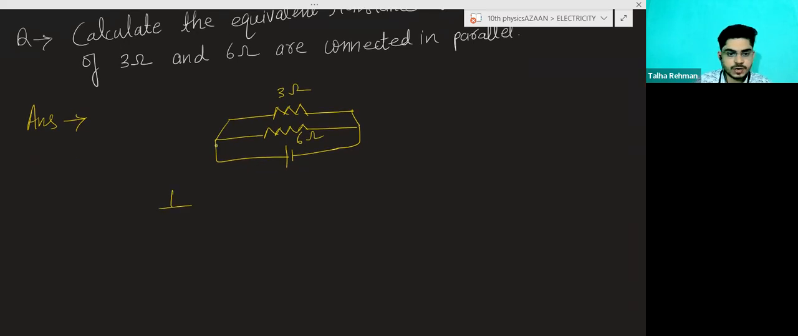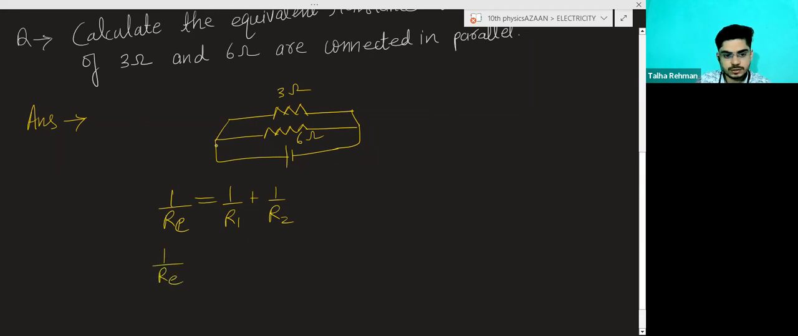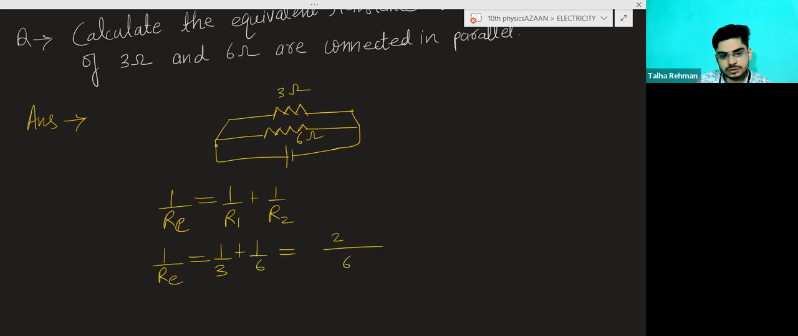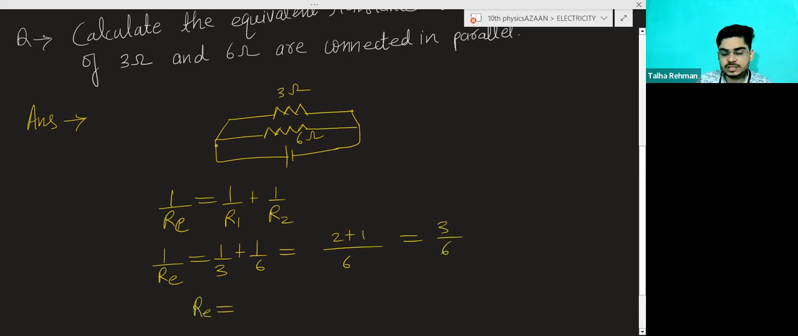So 1 upon R equivalent is equal to 1 upon R1 plus 1 upon R2. You can calculate this: 1 upon R equivalent is equal to 1 upon 3 plus 1 by 6. Now I will take 6 as the LCM. It will be 3 by 6. So R equivalent you will get 6 by 3, 2 ohm.